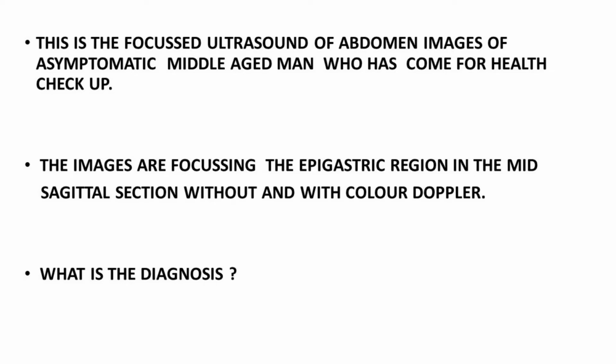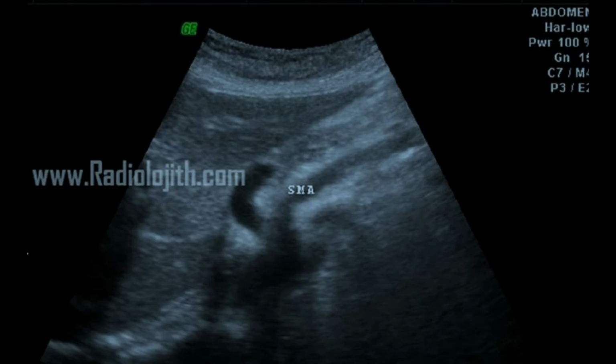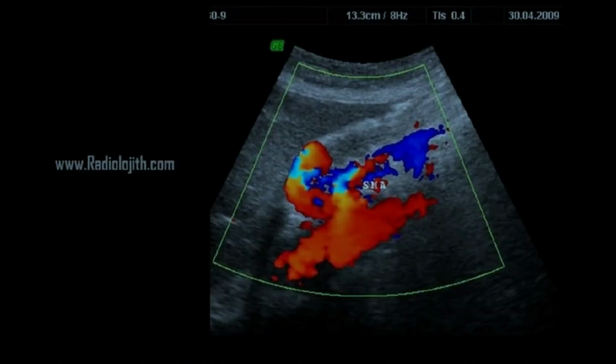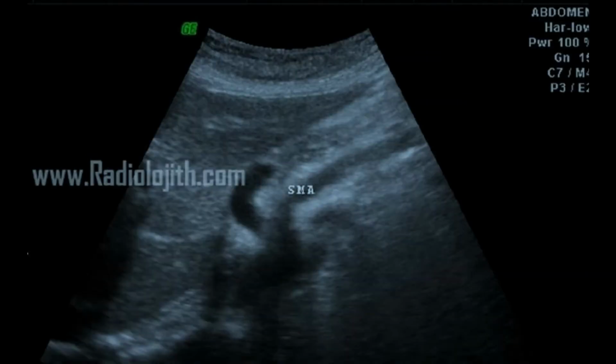Giving the ultrasound of upper abdomen images of an asymptomatic middle-aged man who has come for health checkup. The images are focusing the epigastric region in the mid-sagittal section on B mode and with color Doppler. What's the diagnosis? If you want more time, please pause the video and review again. Within few seconds, I'm going to talk about the findings and the diagnosis.